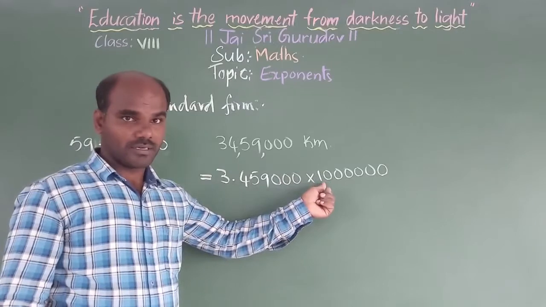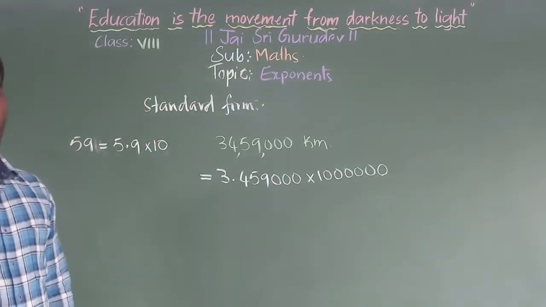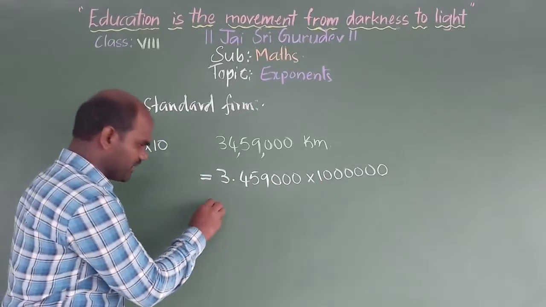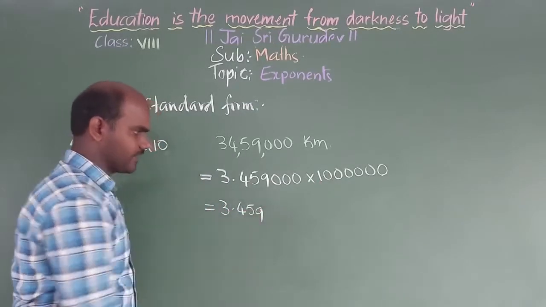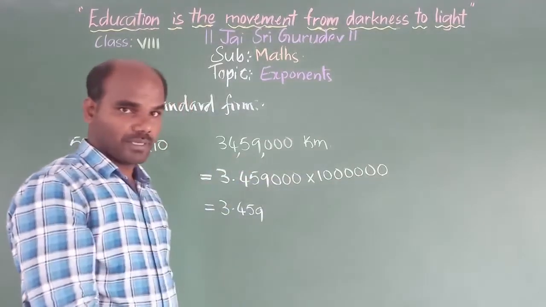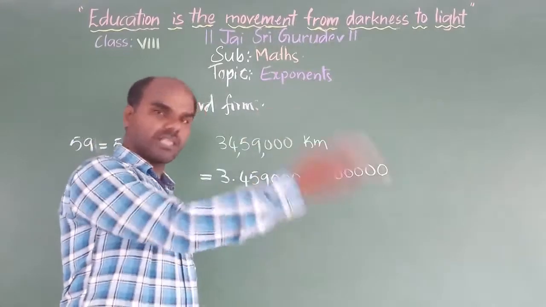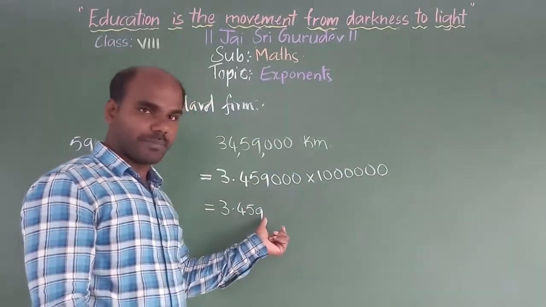Okay, they should understand now. So afterwards, what we want to write is 3.459. After the point, on the right-hand side, after the number, it is 459. The number is completed.